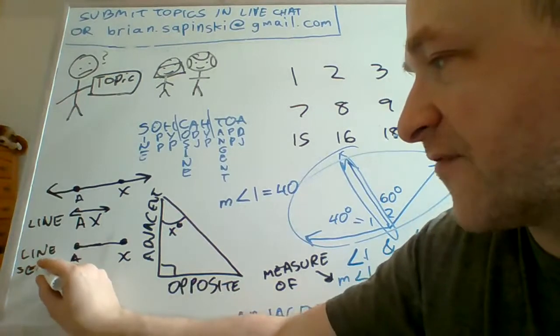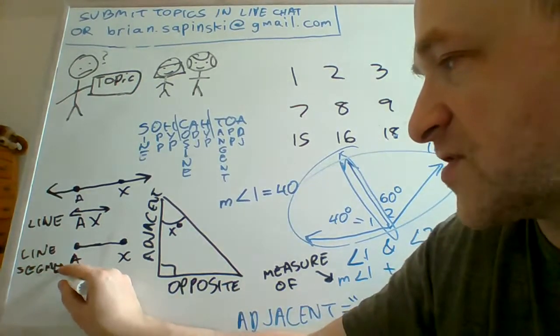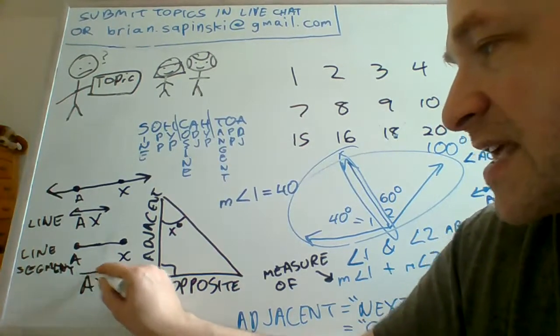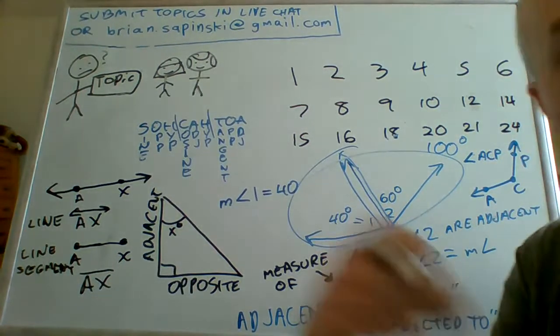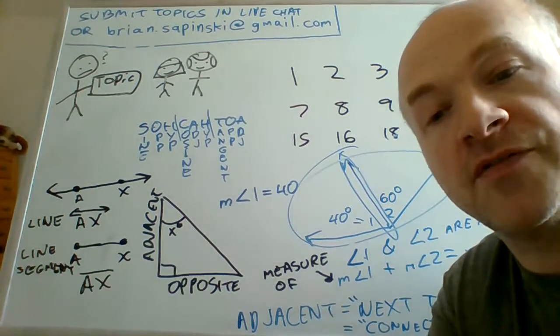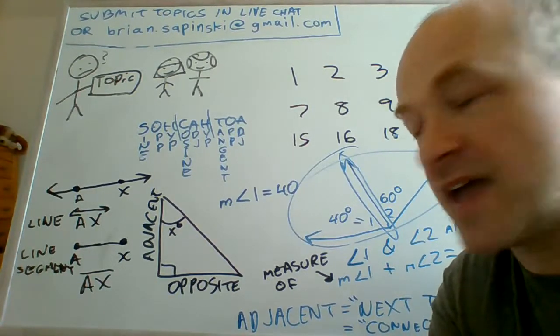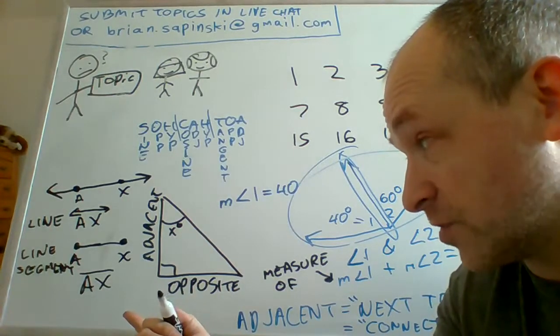And I apologize again for the bad writing from the stretch. So this would be a line segment, and that symbol would look like this. It would just be an overbar on top of the endpoints, the two letters. So that's the symbolism for a line segment.